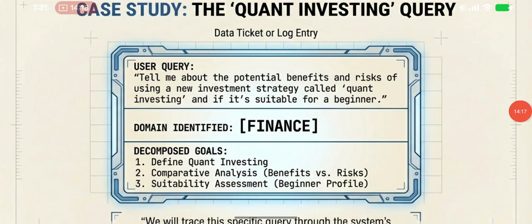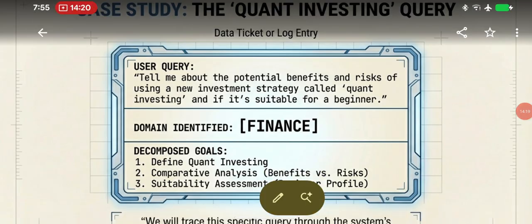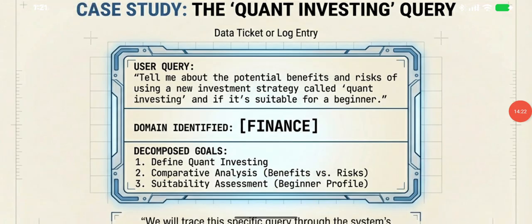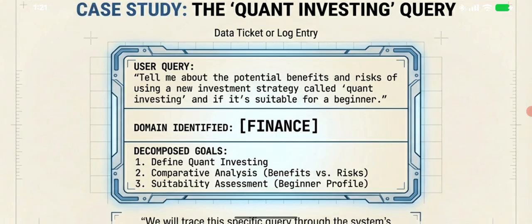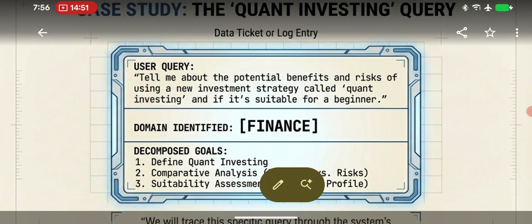So let's take another example where the user asks a quant investing related question. "Tell me about the potential benefits and risks of using a new investment strategy called quant investing, and if it's suitable for a beginner." If we parse this sentence, we will find that it's related to the domain of finance. What is the sentiment? Here the sentiment is for a beginner, and then what will be the goals from this intent?